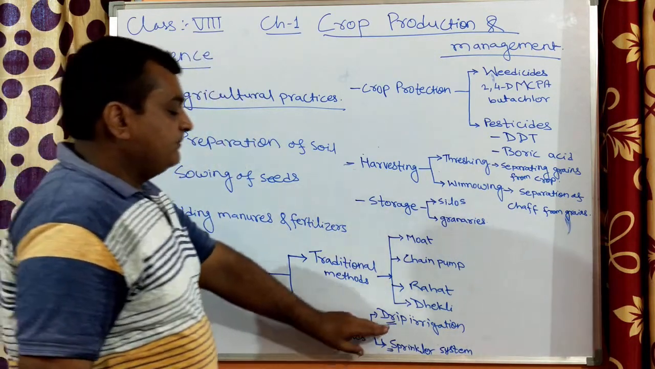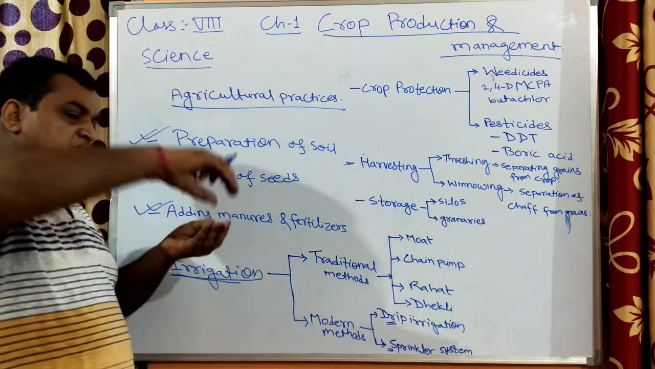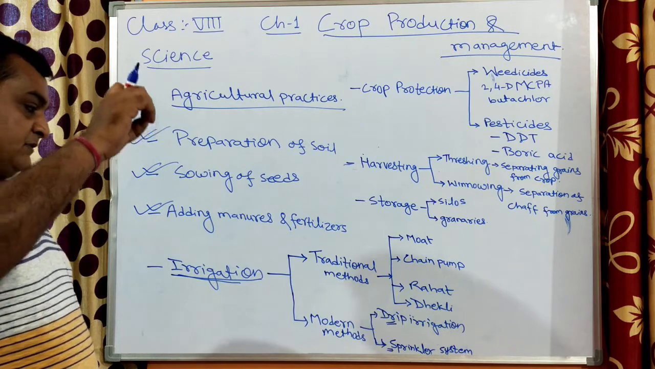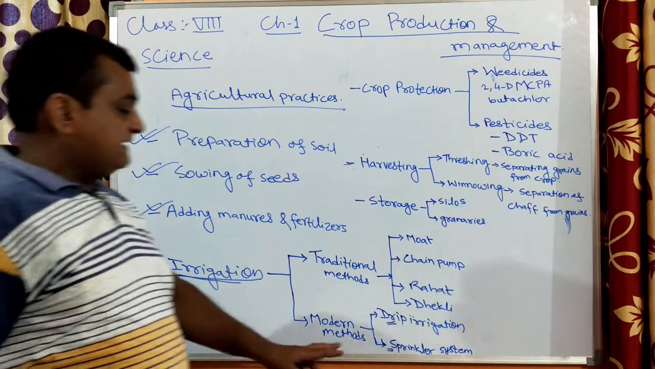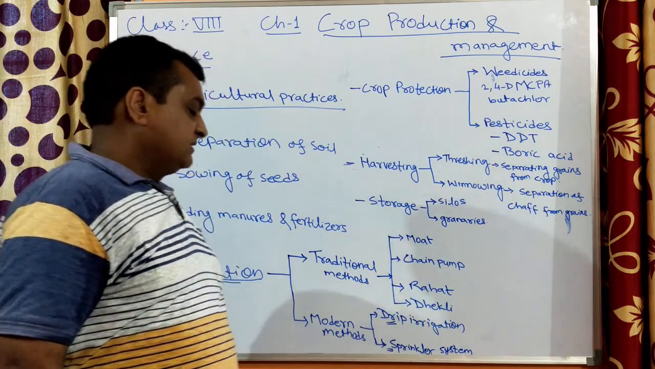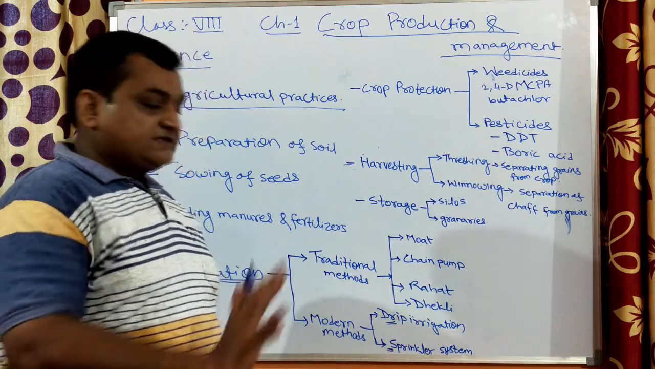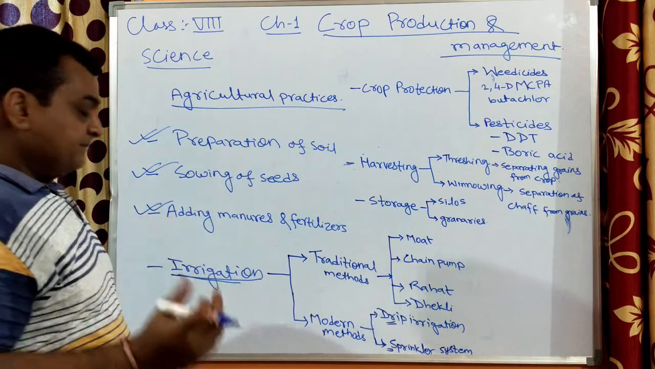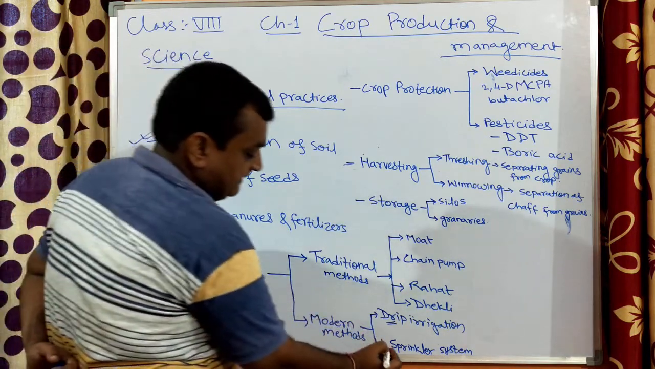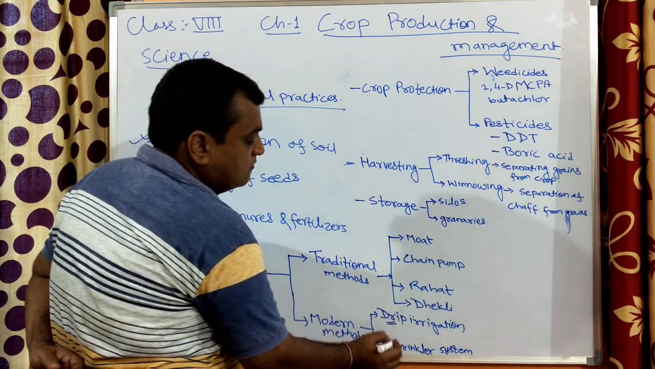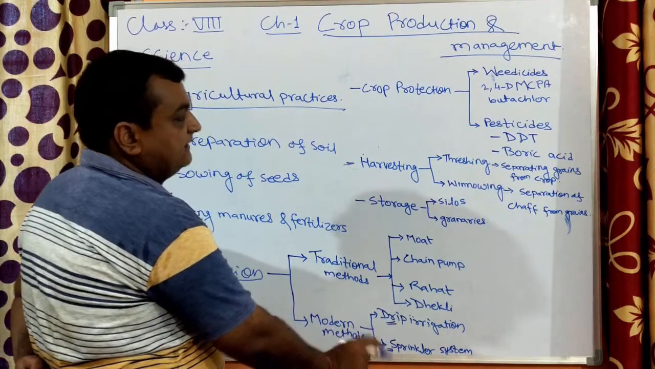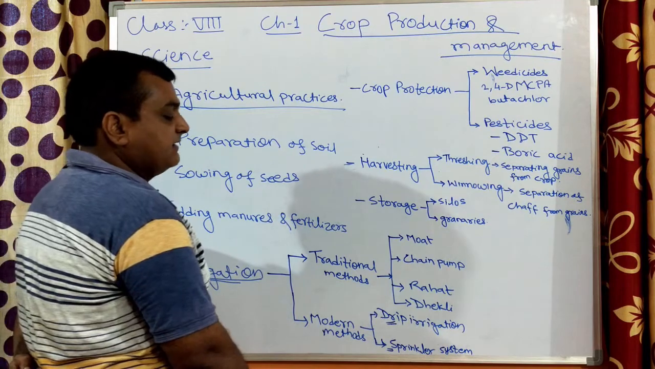In drip irrigation, what happens? There is a network of pipelines, and drop by drop water is added to the root of the crops. And in sprinkler, just like a fountain spray, we sprinkle water in the same way. So these are the two modern methods of irrigation: drip irrigation and sprinkler irrigation.